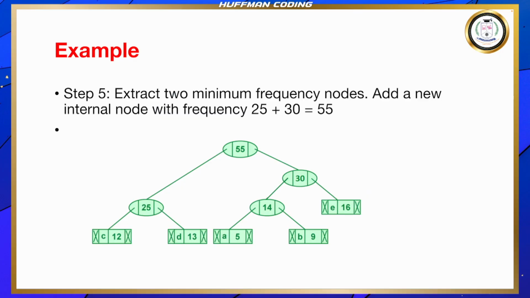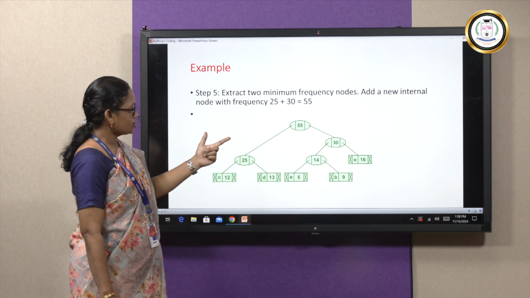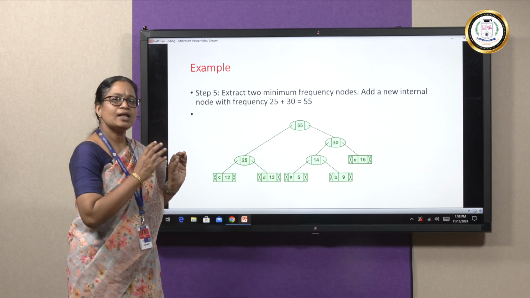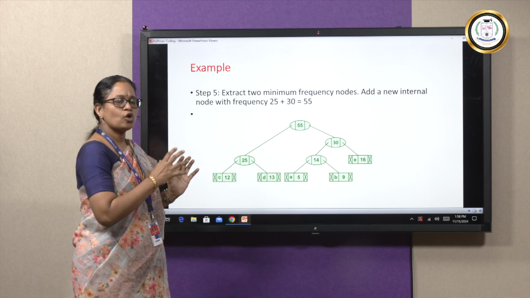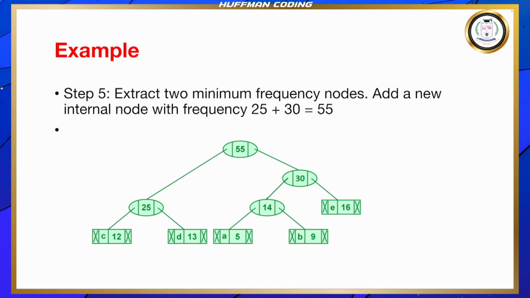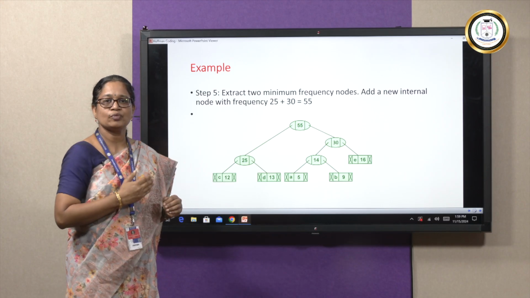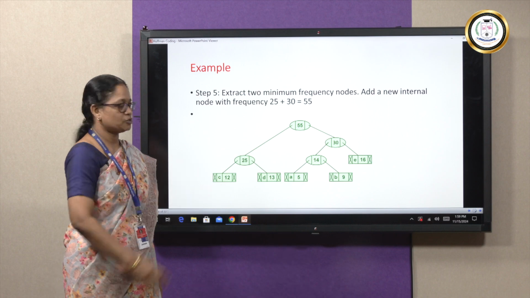So extract the two minimum frequency nodes, add a new internal node with frequency 25 plus 30, which is equal to 55. So now you can see the tree structure. So 55 is the root node and you can see that the lesser node always goes to the left subtree. See, when you compare 25 and 30, the lesser node is 25. So it is always placed as the left subtree. And the greater node, that is 30, is greater than 25, that is placed as the right subtree.